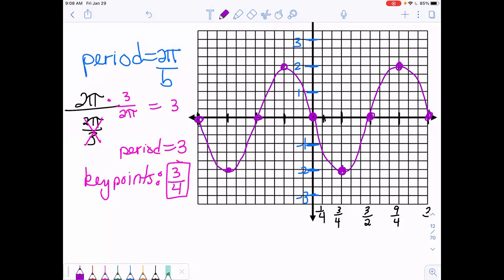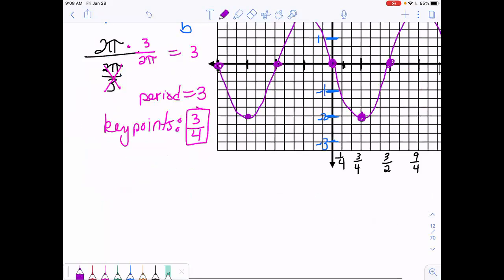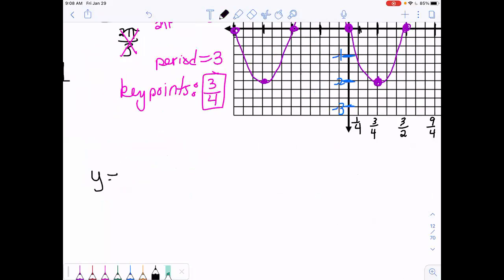So we have an equation for sine and cosine. I'm just going to write it down here. There are 4 letters in our equation for sine and cosine.